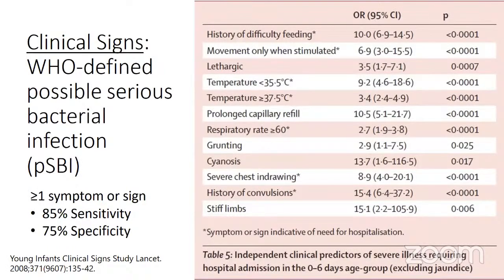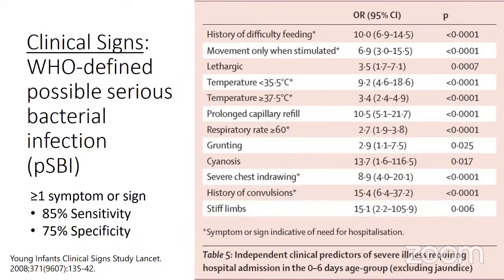So these are the risk factors shown in this study. Now, how do we then suspect that these babies are having infection? What are the clinical signs that we should be looking for? This is the study that came from the World Health Organization, called the Young Infants Clinical Signs Study. So you can see that if you've got a baby who's got a difficulty with feeding, and especially if the baby's been feeding okay before, and now has a feeding problem, whether it's got a distended abdomen or it's vomiting, you should be worried.